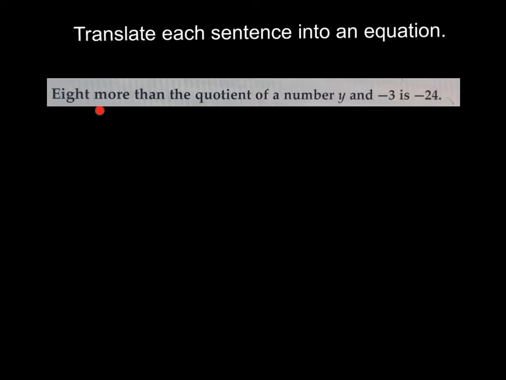So here's another one. 8 more than the quotient of a number, y, and -3 is 24. I'm going to start with this because I know "is" is another word for equals. So let's write is -24. Now I'm looking for key words, and I know quotient means divide. And I know 8 more would be adding. So I'm looking at 8 more than the quotient of a number, y, so there's our variable, and -3.